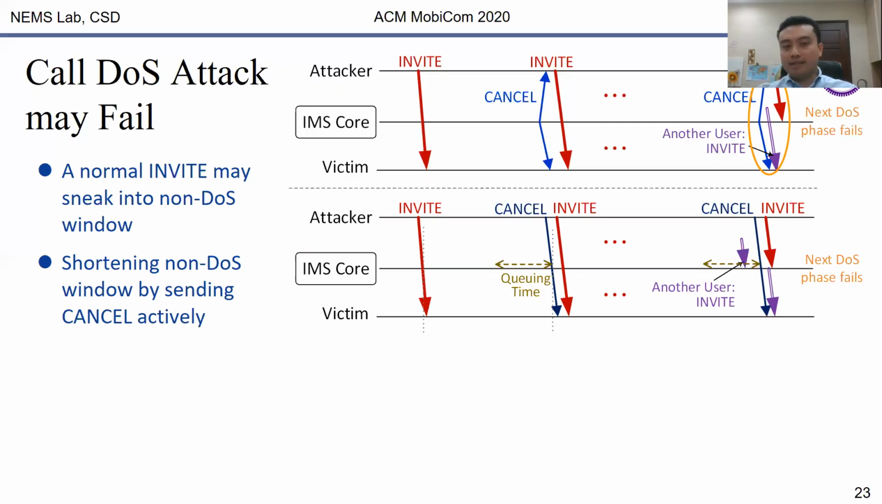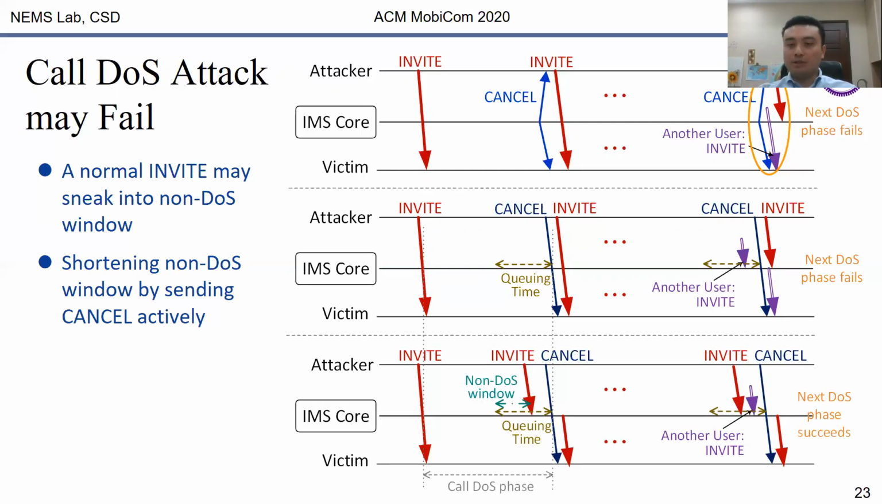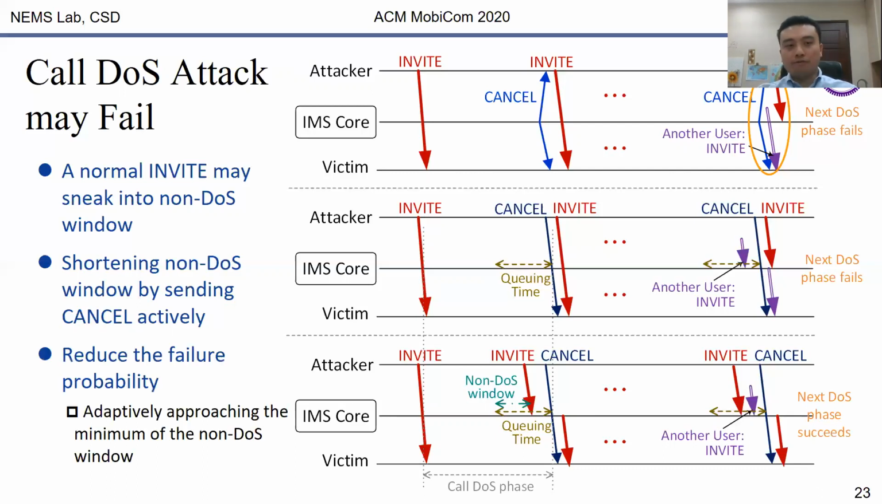We further find that there is a queuing period for the invite. When a normal invite arrives before the cancel within that period, that invite is still accepted. So we need to send the invite of the next DoS phase right before the cancel to reduce the non-DoS window. To reduce the failure probability, we adaptively adjust the standing time of the invite to approach the minimum of the non-DoS window.